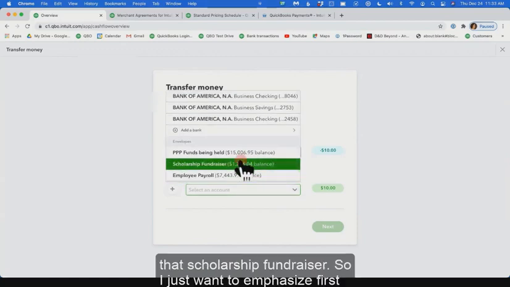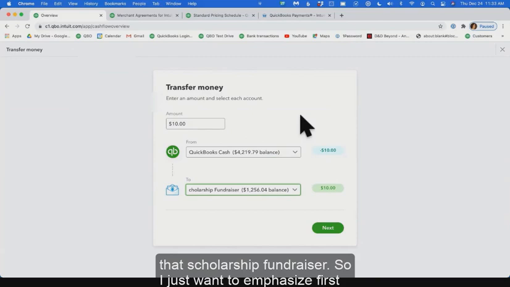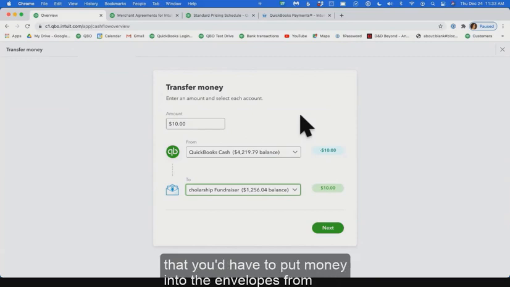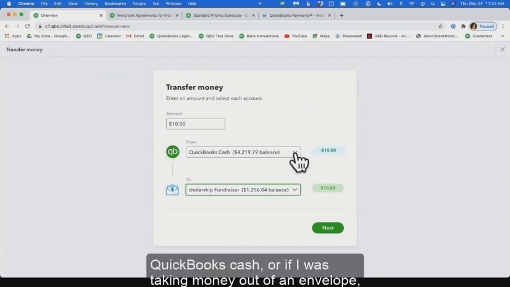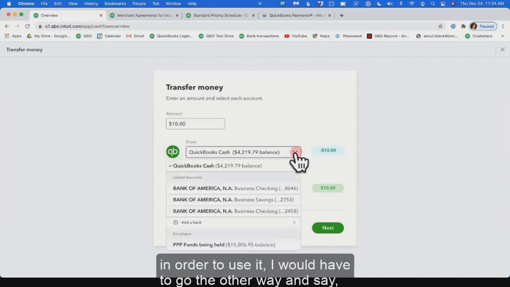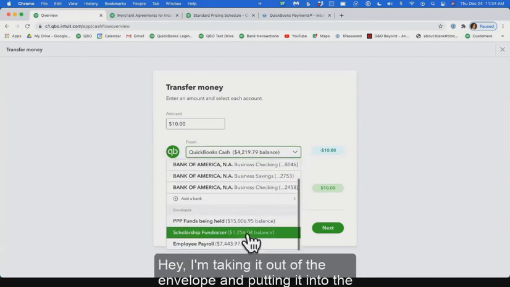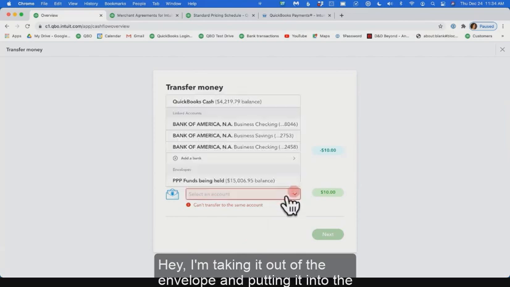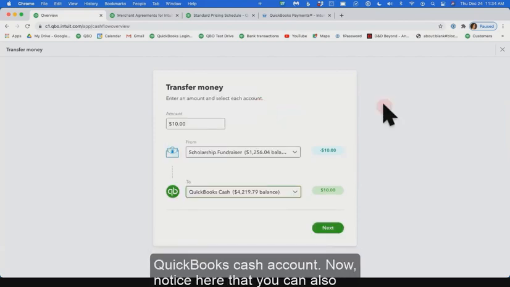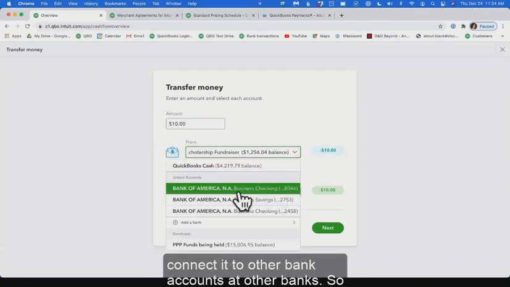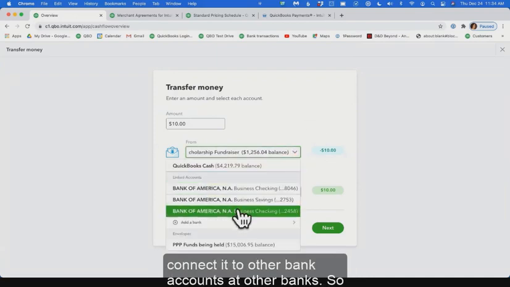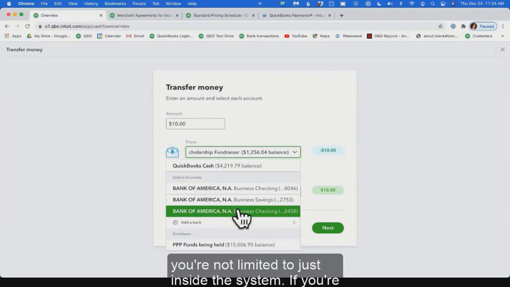that scholarship fundraiser. So I just want to emphasize first that you have to put money into the envelopes from QuickBooks Cash, or if I was taking money out of an envelope in order to use it, I would have to go the other way and say, hey, I'm taking it out of the envelope and putting it into the QuickBooks Cash account. Now notice here that you can also connect it to other bank accounts at other banks. So you're not limited to just inside the system.